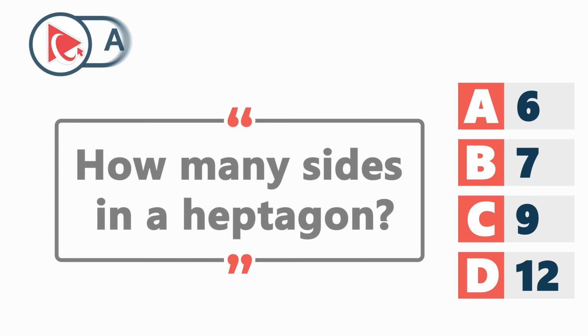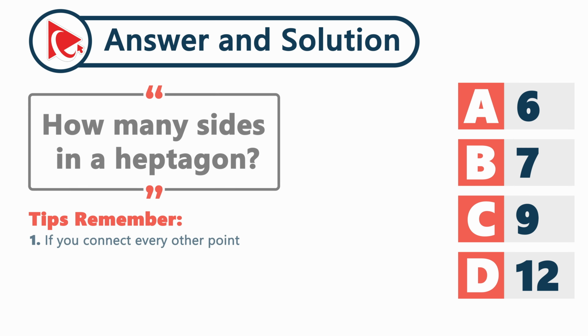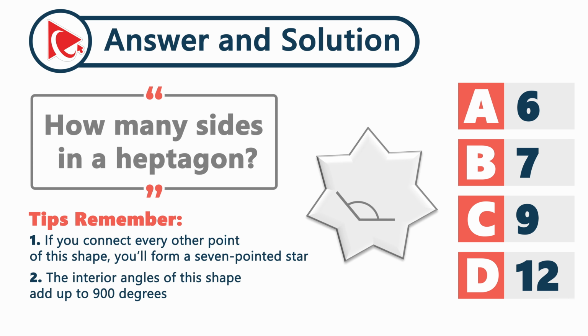There are some cool things about this shape to help you remember it for the rest of your life. Number 1 is that if you connect every other point in this shape, you will form a 7-pointed star. And then another cool thing about this shape is that the interior angles of this shape add up to 900 degrees. I think you've guessed it by now.